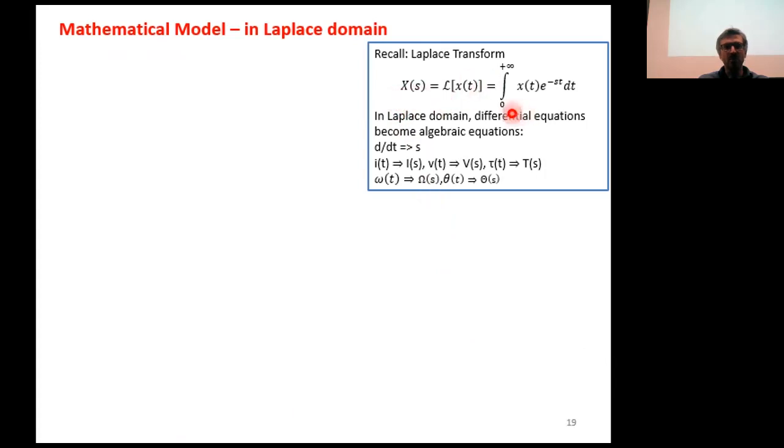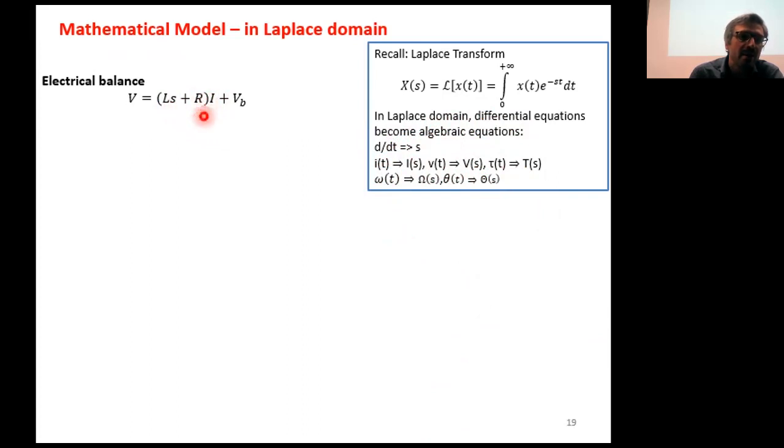And I quickly recall, for the ones who didn't have any control background, just consider this. The Laplace transform maps a differential equation into the Laplace domain. We replace the derivatives with S, where S is the Laplace variable. And to distinguish between the time domain and the Laplace domain, we use capital letters for all the relevant variables, inputs and outputs.